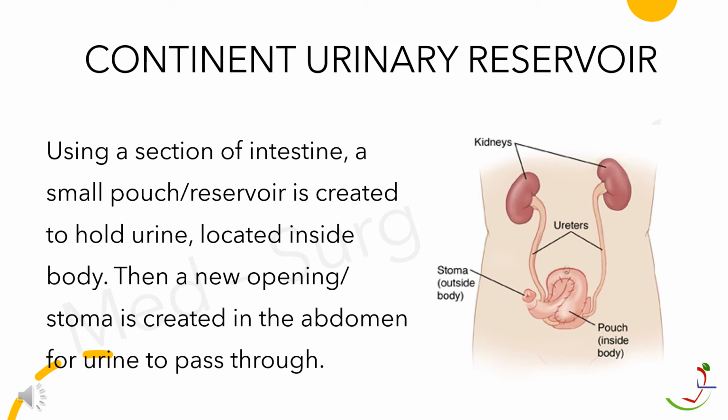Next surgical procedure is called continent urinary reservoir. In this procedure, using a section of the intestine, a small pouch or reservoir is created to hold urine, which is located inside the body. Then a new opening or stoma is created in the abdomen for urine to pass through.